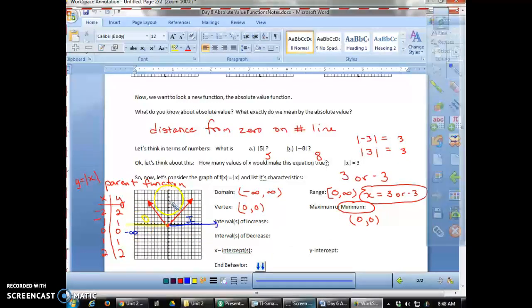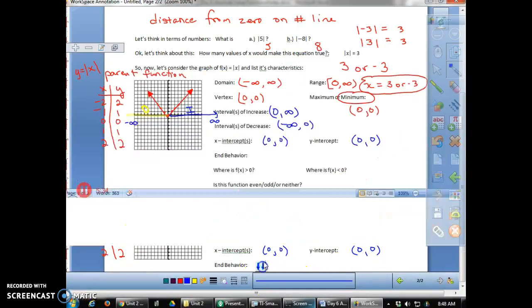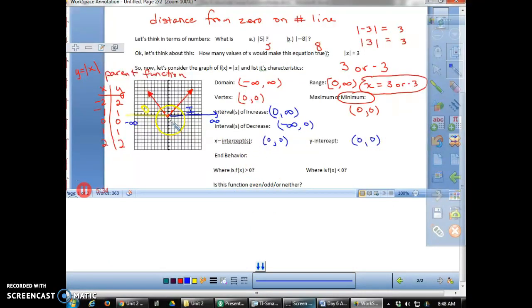So do y'all agree that this would be negative infinity to this x of 0? That would be a decrease. So negative infinity to 0. And then 0 to infinity is where it increases. The x-intercept can be read from the graph. This time, it won't always be, but it's 0, 0. The y-intercept happens to be the same thing. In behavior, is this an even function?